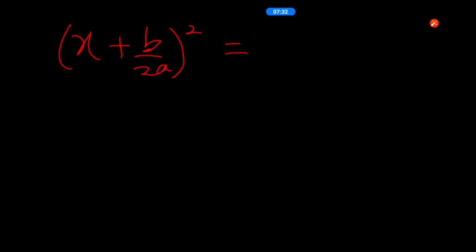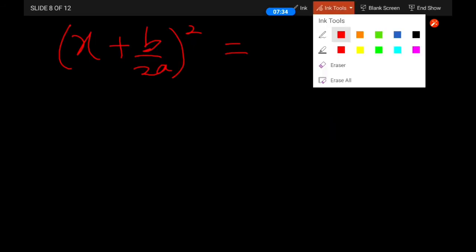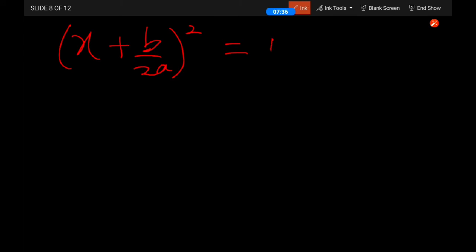Okay, so we have b squared minus 4ac over 4a squared.